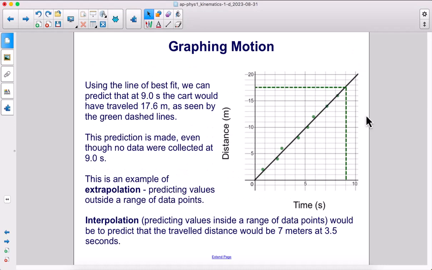Using the line of best fit, we can predict that at 9 seconds, the cart would have traveled 17.6 meters, as seen by the green dashed lines. This prediction is made even though no data were collected at 9 seconds. This is an example of extrapolation, predicting values outside a range of data points. Interpolation, which is predicting values inside a range of data points, would be to predict that the traveled distance would be 7 meters at 3.5 seconds, so inside the data here.